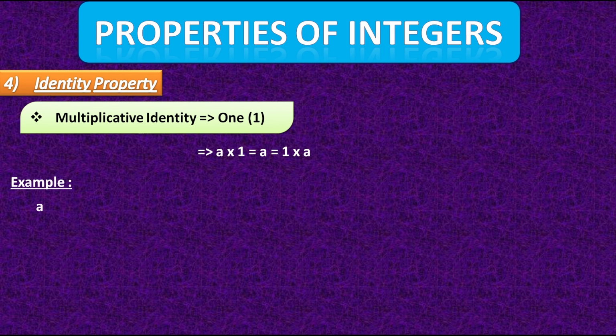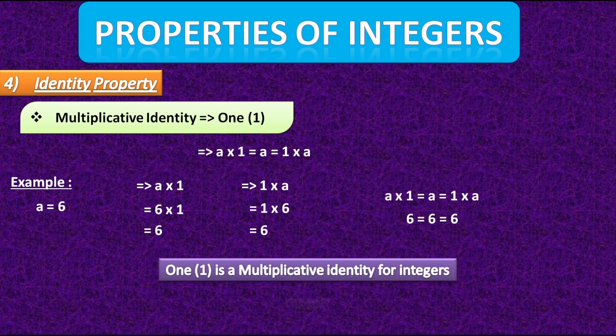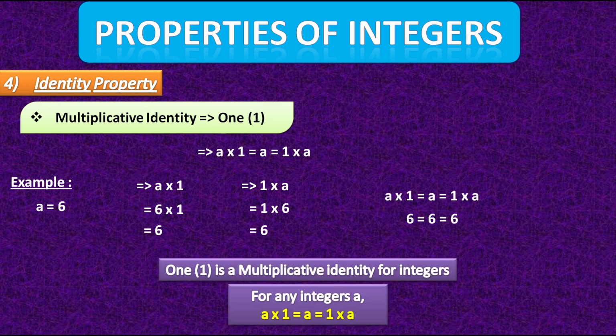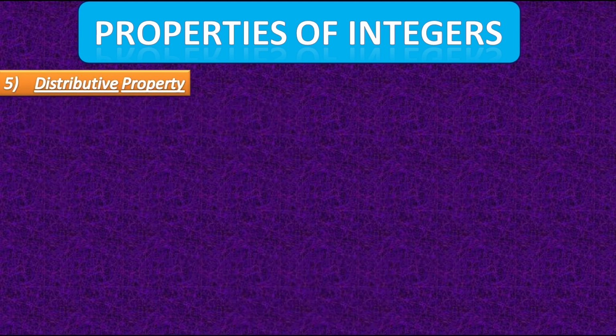Here I am taking the same integer, that is 6. If I multiply 6 with 1, I'll get the answer as 6 1s are 6. Even if I interchange the places of 1 and 6, then also I get 1 6s are 6 only. Therefore we can say that 1 is a multiplicative identity for integers. For any integer A, we will get the answer as that integer only. Now let's move to the next property, that is distributive property.